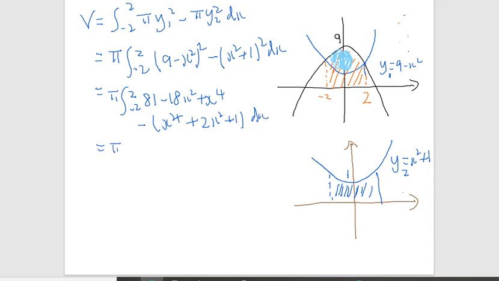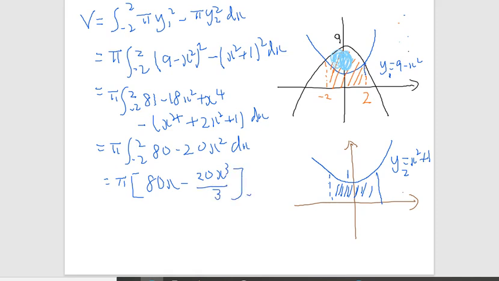So this will give you pi integrate from minus 2 to 2. So it's 80 minus 20x squared dx. And 80x minus 20x cubed over 3, from minus 2 to 2. So you can sub in the values. Eventually it should give you 640 pi over 3.